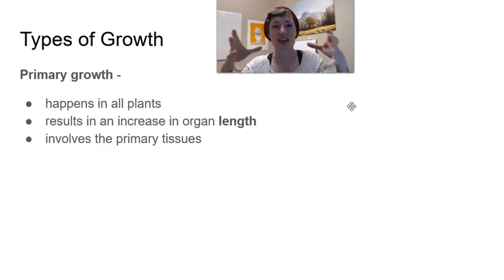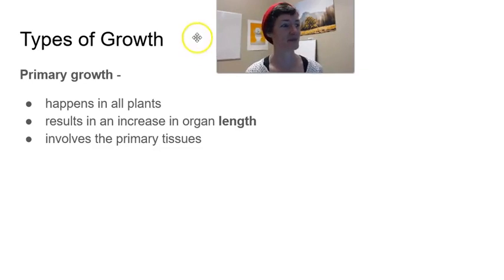There's not that much organ thickening. There is some organ thickening, like we know that plants do get a little bit wider as they're growing, but there's not a focus on lateral expansion. And this is all going to be done with primary tissues.